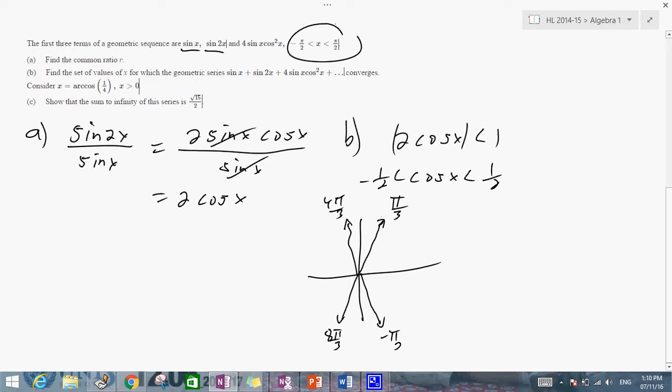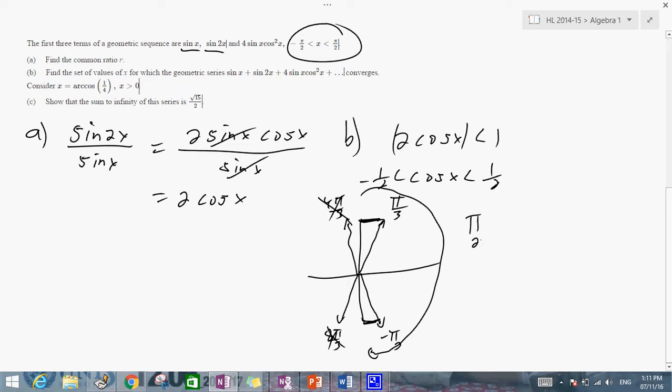But it doesn't matter because x is between negative pi over 2 and pi over 2. So all I'm interested in is this half of the circle. So this we don't even think about. So the question is, when is cosine x between negative 1/2 and 1/2? Let's go with cosine x is 0 and 1/2, here and here.